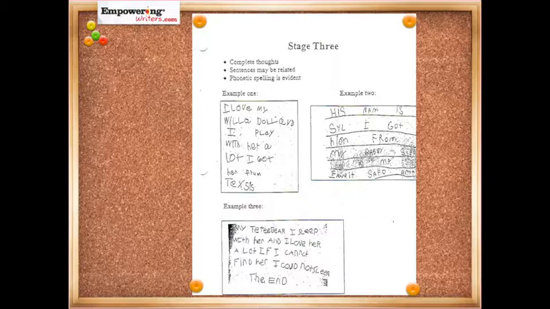Now remember that reading and writing are on a parallel track. Think about your stage 3 writers. Who are they as readers as well? So moving on, let's take a look at stage 4.